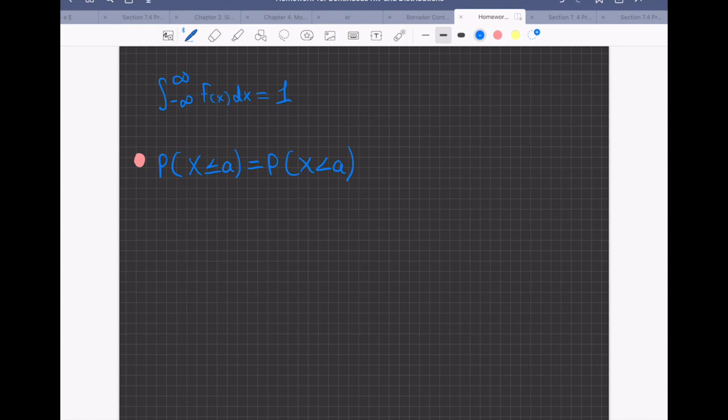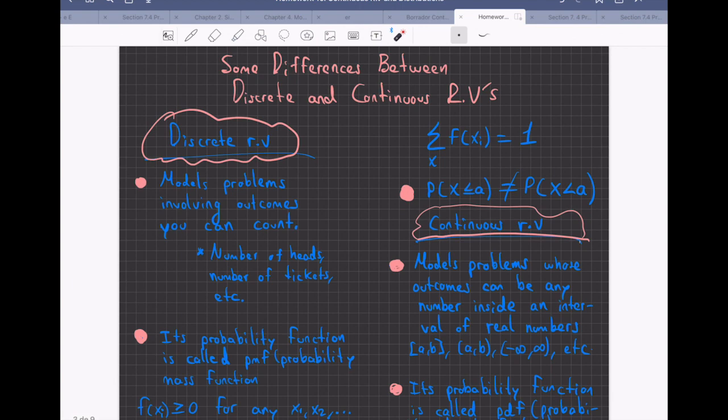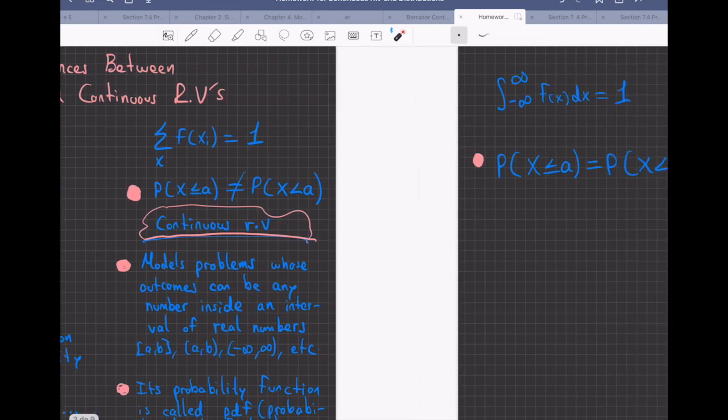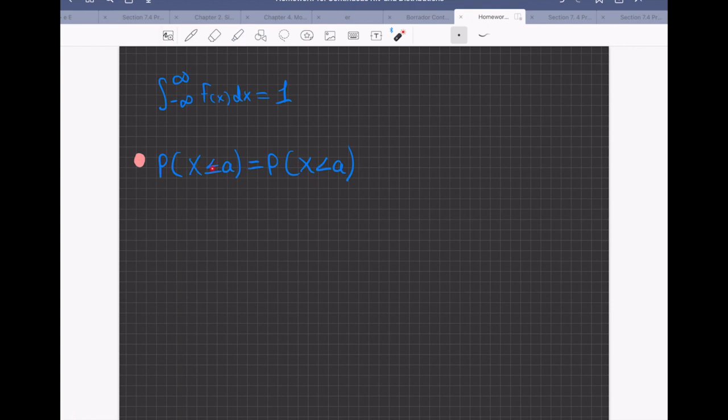This is a very important and big difference. Notice, for the discrete case, in general, the probability that x is less or equal than a is different than the probability that x is strictly less than a. For the continuous case, it's the same. The probability that x is less or equal than a is exactly the same as the probability that x is strictly less than a. That is a very big difference between the discrete random variable and the continuous random variable.